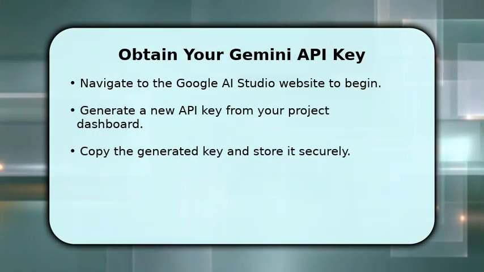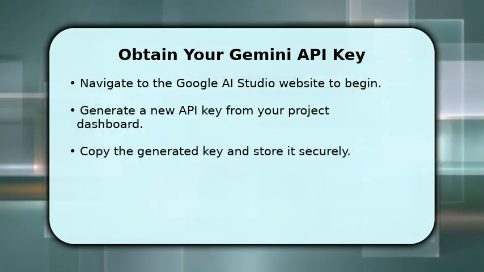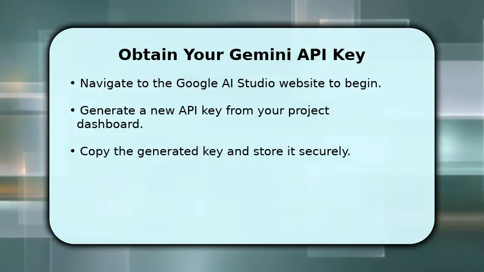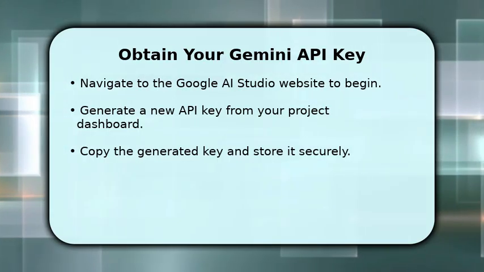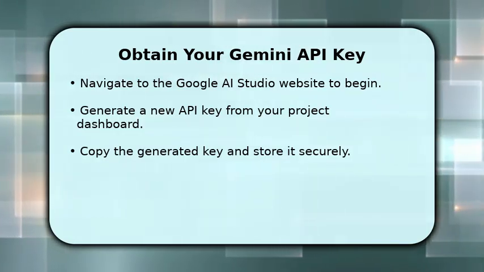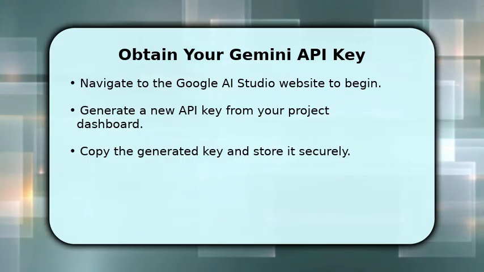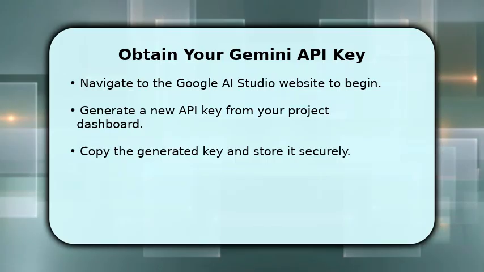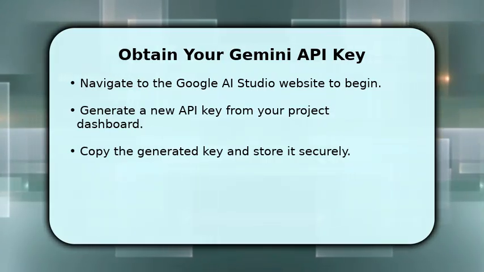To get your API key, visit the Google AI Studio website. Log in with your Google account, then locate the Get API Key section. Click to create a new API key for your project. Once generated, carefully copy this key. Remember, your API key is like a password, so keep it confidential and never share it publicly.